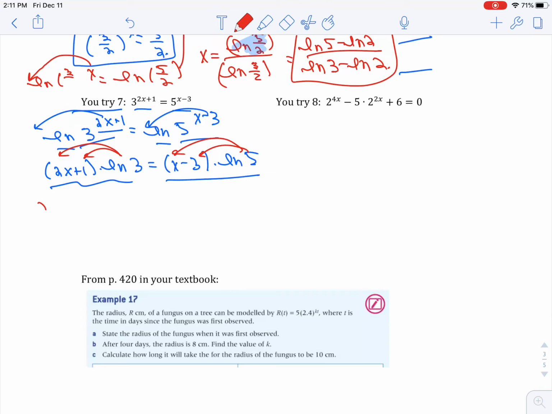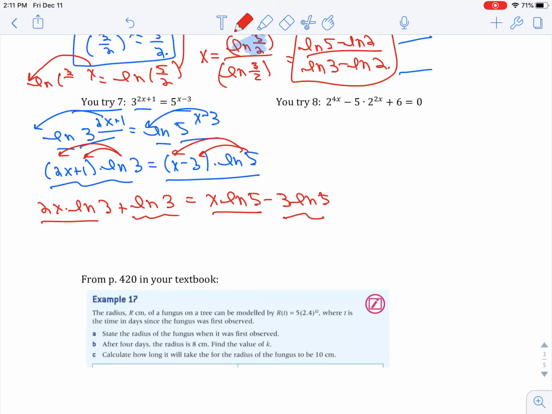So that means I'm going to end up with 2x times ln3 plus 1 times ln3, which is just ln3, is equal to x times ln5 minus 3 times ln5. So what we have here is we have 2 terms that have x in it, and we have 2 terms that don't.